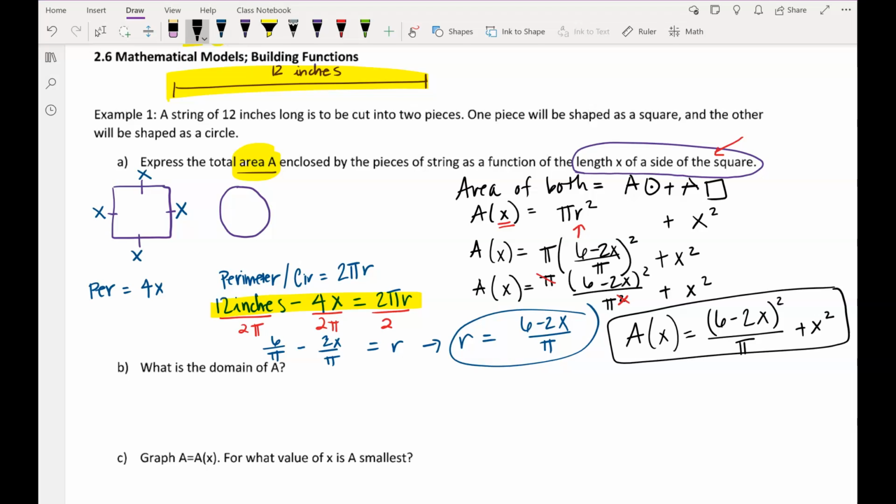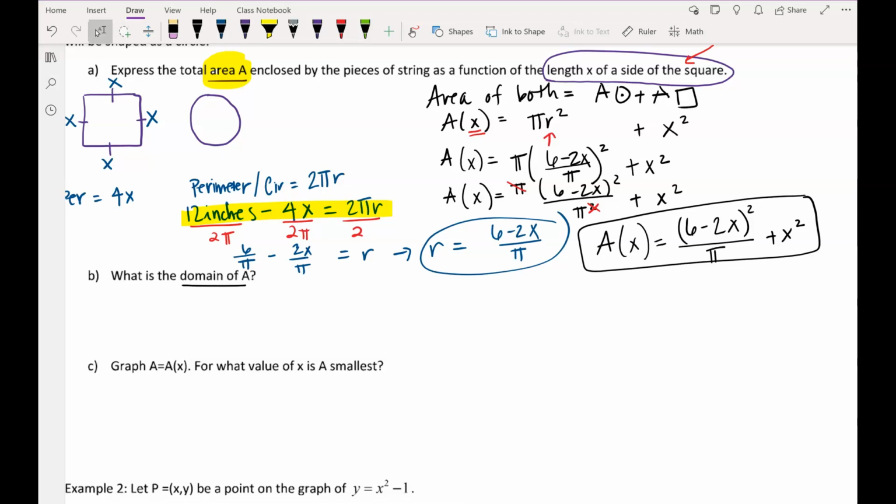B, what is the domain of A? Okay, so now it wants to know the domain of A. Well, what on earth is A? What A are they talking about?